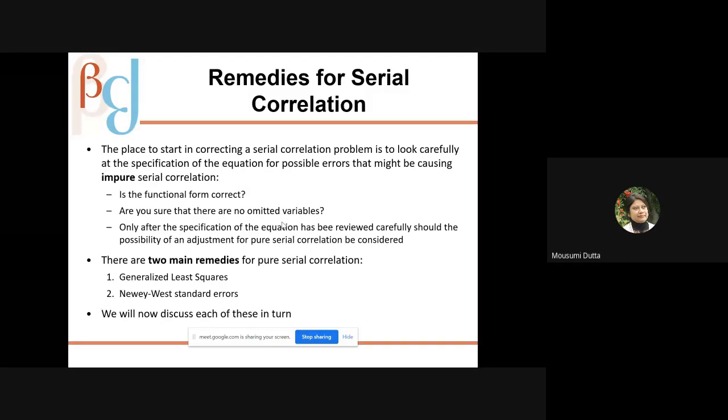Now, in case of number one, generalized least square techniques, again there are several techniques which belong to this main category. There is the method by Cochrane and Orcutt. There is the method by Durbin. So there are different methods. We will start with the Cochrane-Orcutt method.